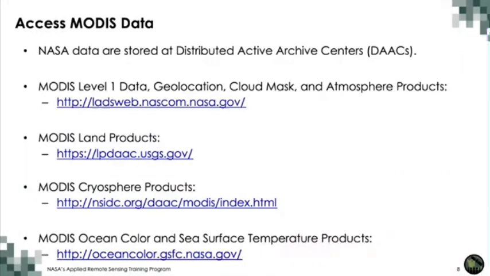Back to MODIS data, all MODIS products are stored at the Distributed Active Archive Centers of NASA. We call them DAACs, and different products are stored in different locations. Each link depends on your specific task. You can identify the MODIS products through different DAAC centers, and each link will lead you to the introduction of data products and different methods to download and view those data products.